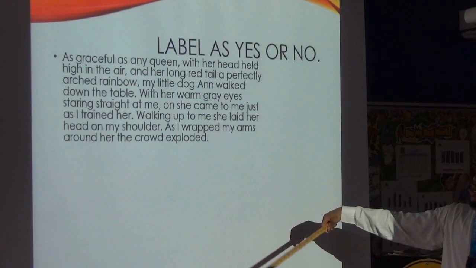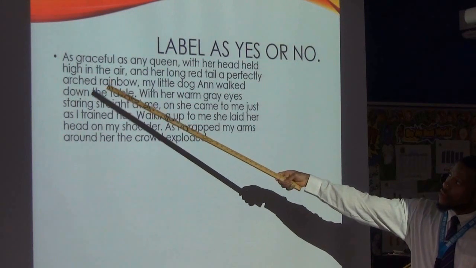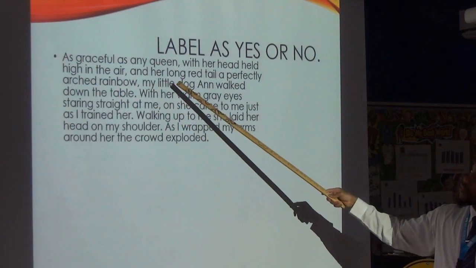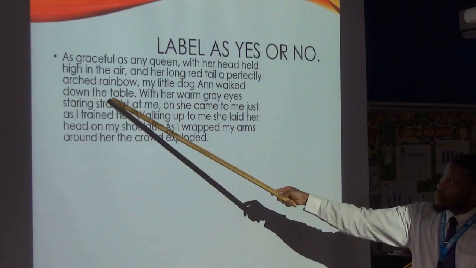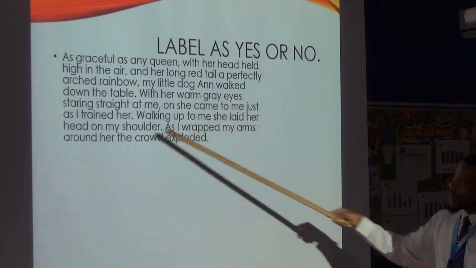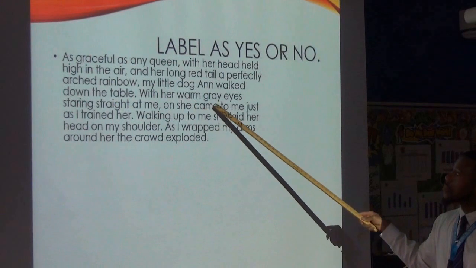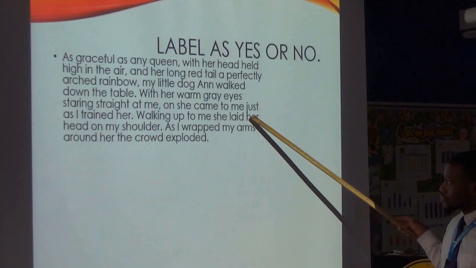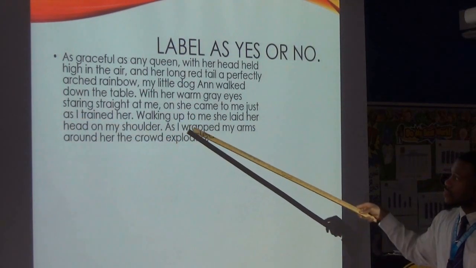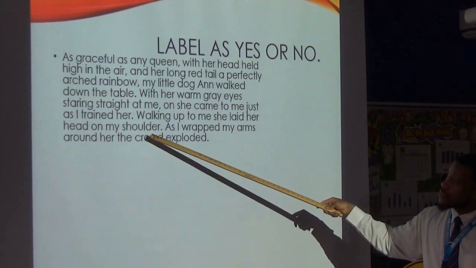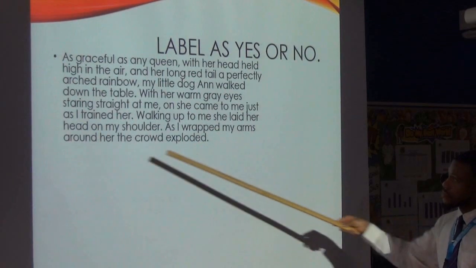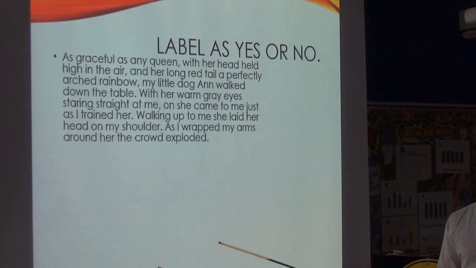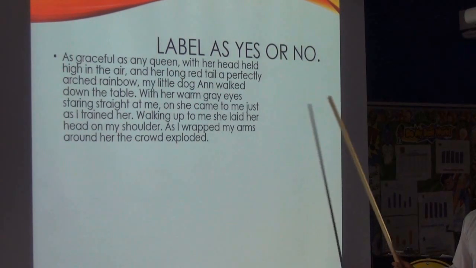As graceful as any queen, with her head held high in the air, and her long red tail a perfectly arched rainbow, my little dog Anne walked down the table with her warm gray eyes staring straight at me. On she came to me just as I trained her. Walking up to me, she laid her head on my shoulders, and I wrapped my arms around her. The crowd exploded.